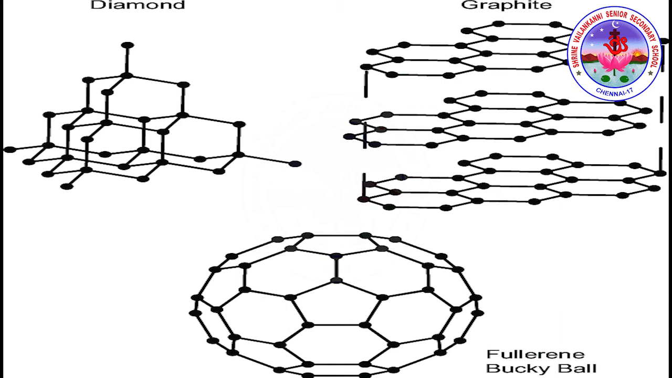The next structure is fullerenes. Fullerenes form another class of carbon allotropes. The first one to be identified was C60, which has carbon atoms arranged in the shape of a football. Since it looked like a geodesic design by the US architect Buckminster Fuller, the molecule was named fullerene.